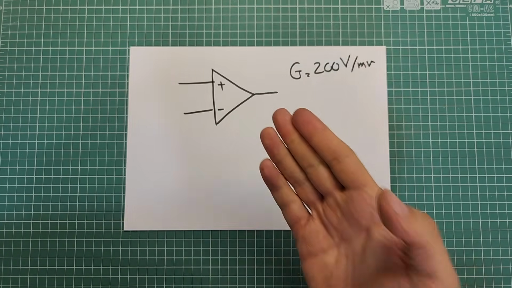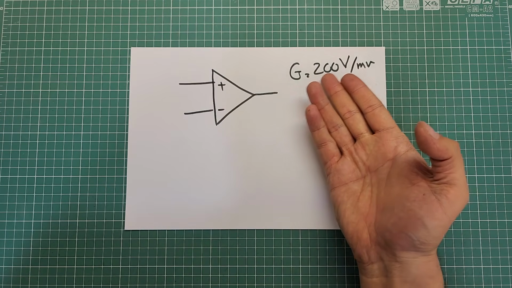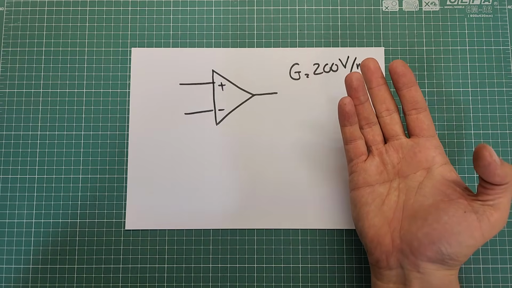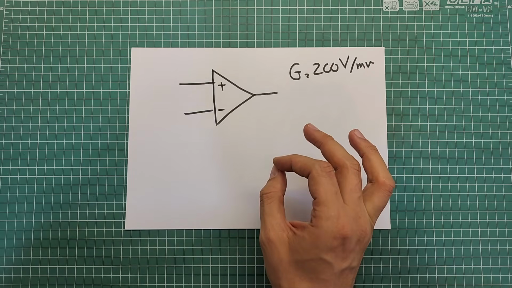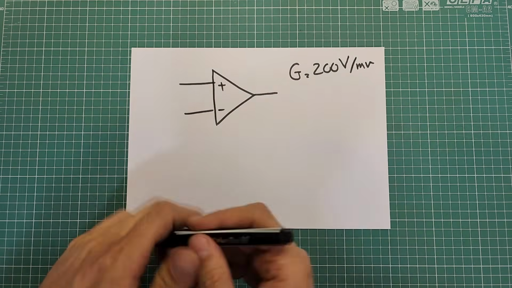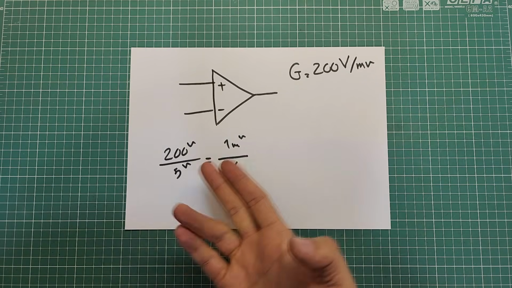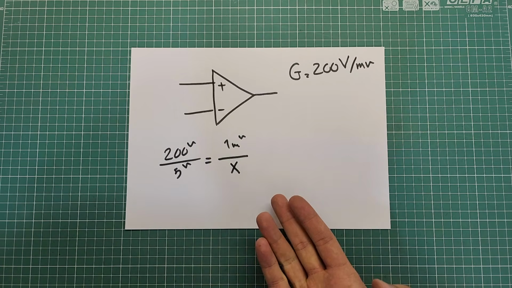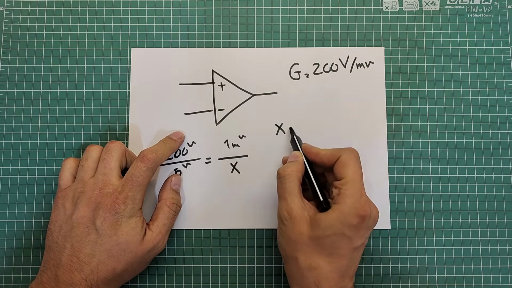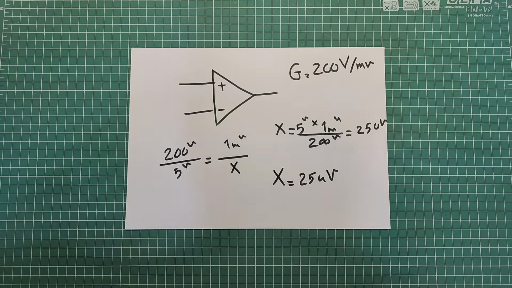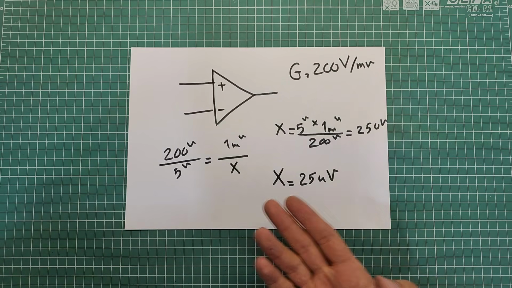As I said a few minutes ago, the gain of this op-amp is 200 volts per millivolt, which is very high. Suppose that the supply voltage is 5 volts. Then, by writing this simple proportion, 200 volts is to 5 volts as 1 millivolt is to X, we can find the voltage that is supposed to be amplified to 5 volts. This op-amp is going to amplify 25 microvolts to 5 volts.